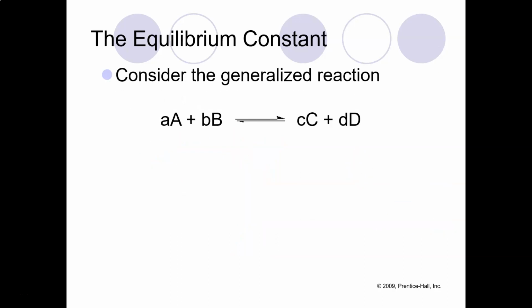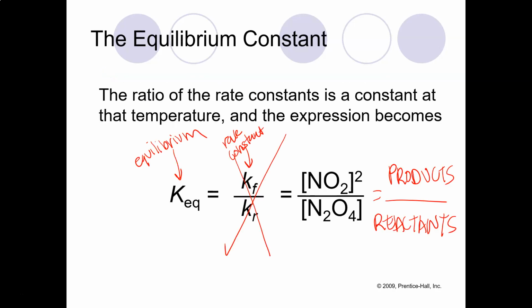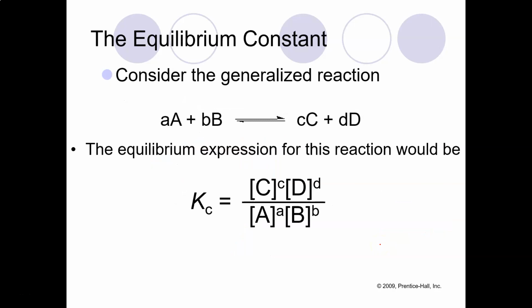Okay, so here's a generic equation, right? Just capital letters are chemical symbols, lowercase letters are coefficients. So if I wanted to write the equilibrium constant expression, the capital letter K expression, like it was on the previous slide, it's going to be products divided by reactants. So what this would look like, products, C and D, raised to their coefficients, divided by reactants, A and B, raised to their coefficients.